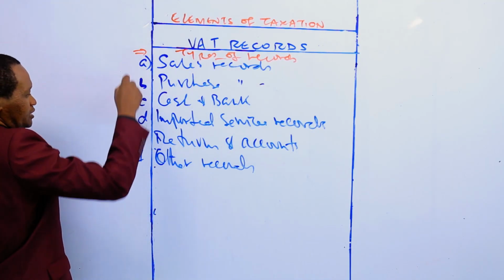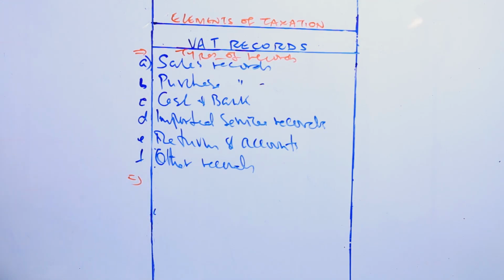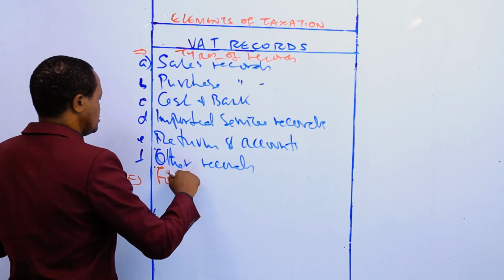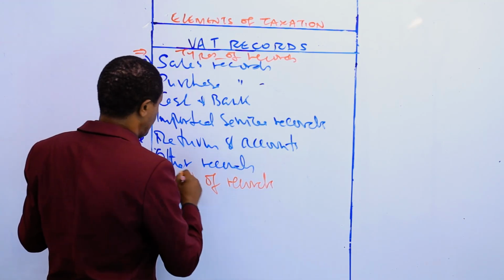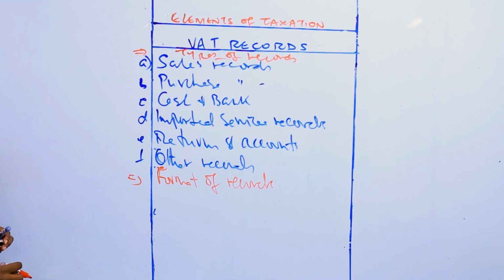Then let's discuss briefly the format of records. What format should these records take? Records can be maintained physically or electronically. For electronic records, one ought to ensure they are easily accessible, secure, and can be readily retrieved and printed, and also readily printable if required by KRA.